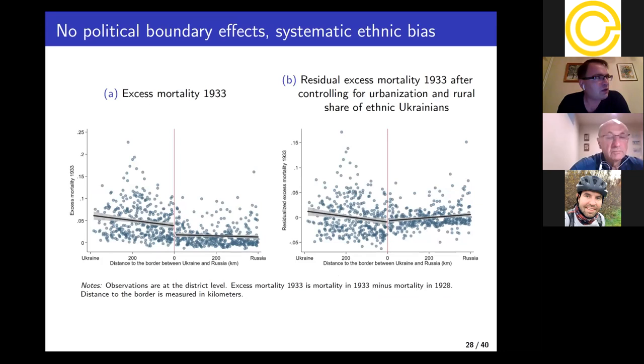In the beginning of famine, once famine became strong, the Soviet government prohibited migration outside Ukraine. So you might think about these results in this respect and think that this was the main driver. But the problem is that once we control for the share of ethnic Ukrainians, this discontinuity disappears. And this is what the right figure tells you. This is a very important result because it tells you that not administrative boundaries, but ethnicities mattered during this famine.